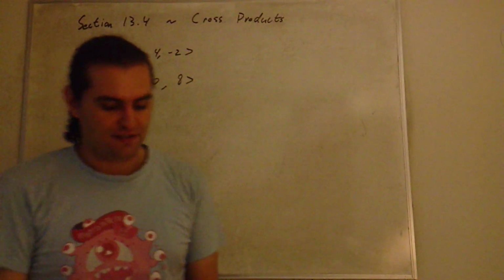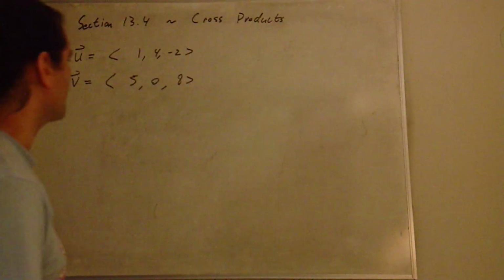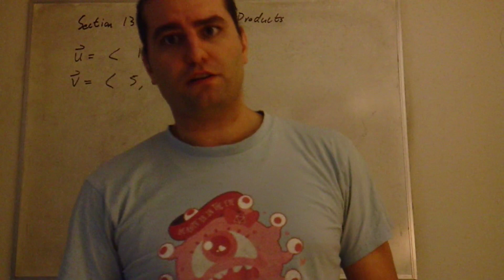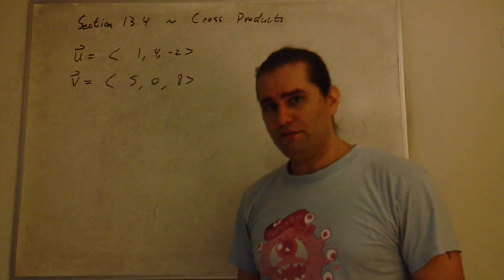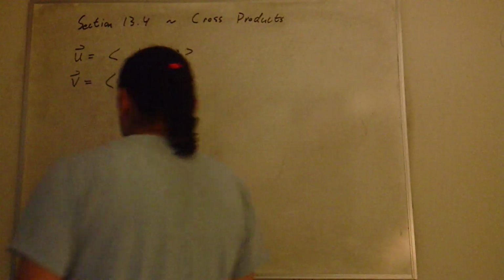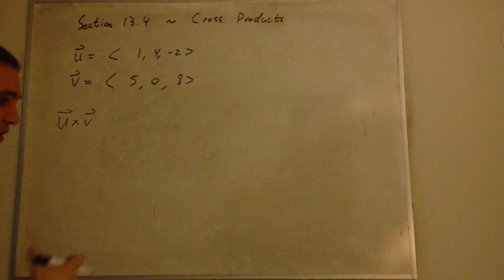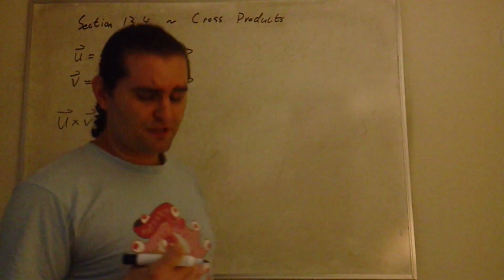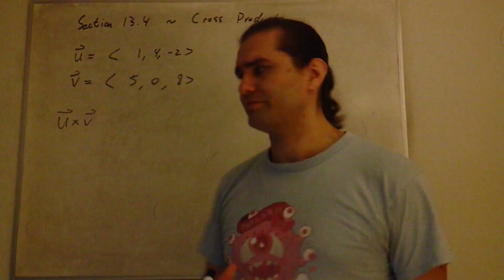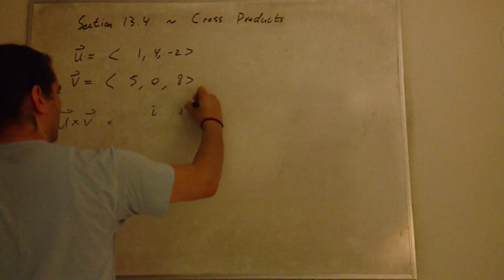Let's test this out and actually learn how to do a cross product. The mathematics of actually calculating a cross product are kind of a mess, so bear with me here. When you're doing a cross product, let's do U cross V first. The first thing you need to do is construct a 3 by 3 matrix. The top row of the matrix is always ijk.